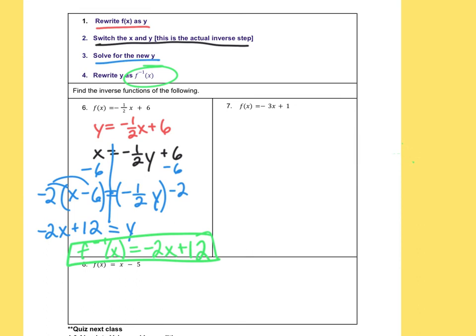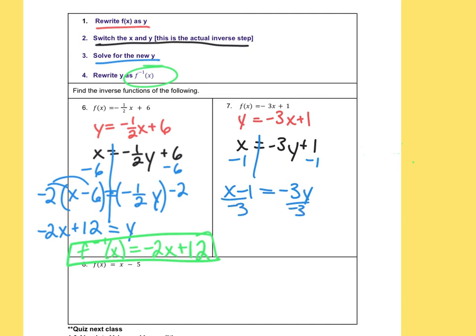Okay, let's go ahead and try these out. Rewrite f of x as y. Switch the x and the y. Solve. Subtract 1. Divide by this -3. When I do that, y becomes -1/3 x, or just -x over 3, plus 1/3. Last step is just to rewrite it. So f to the -1 of x equals -1/3 x plus 1/3.